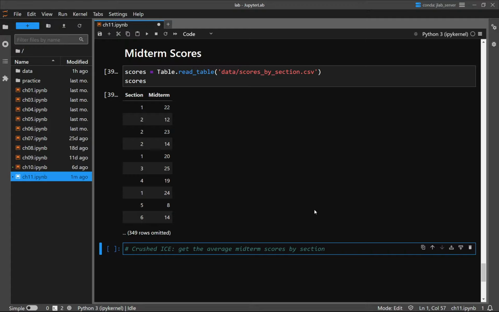Try to get the average midterm scores by section after you read in this file, so you drag it in, get it on the code from class. It's in the data folder. Try that. Good question.